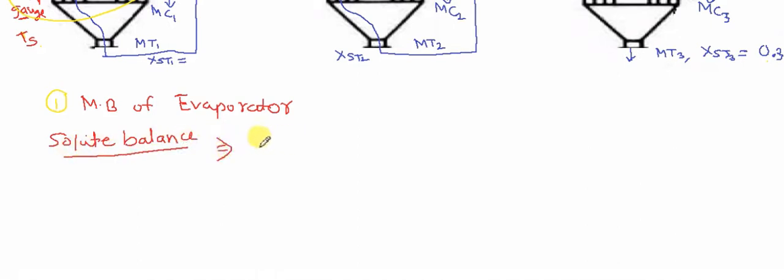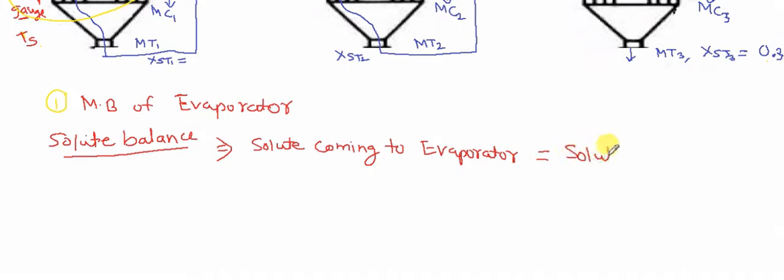So solute coming to the evaporator, how much? Solute coming to the evaporator is equal to solute in the final thick liquor. So what I am writing, you just please concentrate.